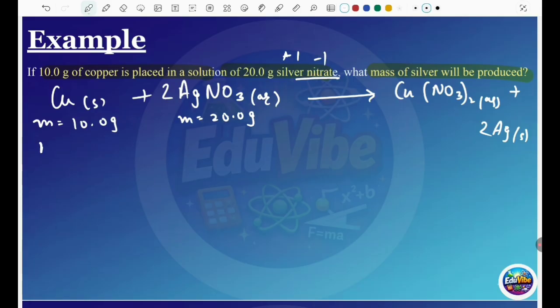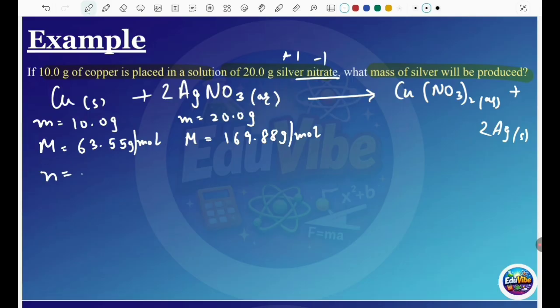Here we have a mass, so we can find the molar mass. Copper's molar mass is 63.55 grams per mole, and for AgNO3, the molar mass is about 169.88 grams per mole. But in this topic, you can't just find the moles by mass over molar mass alone; you have to do something else. When you do mass over molar mass, you divide both and you will get 0.515735 moles. Now I have to divide this by the moles which are for the copper.